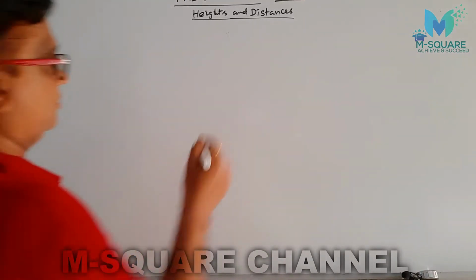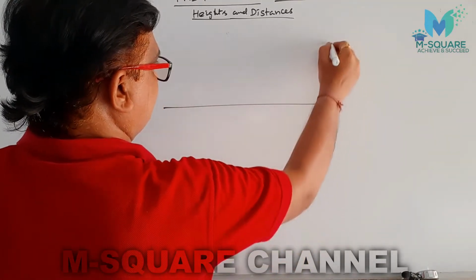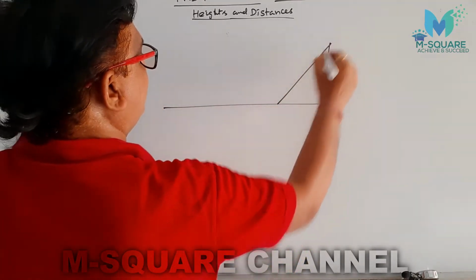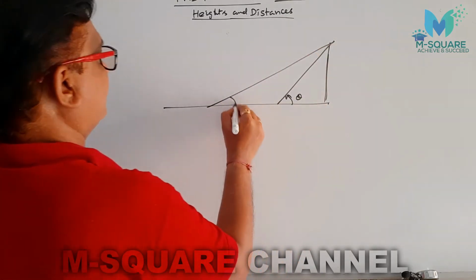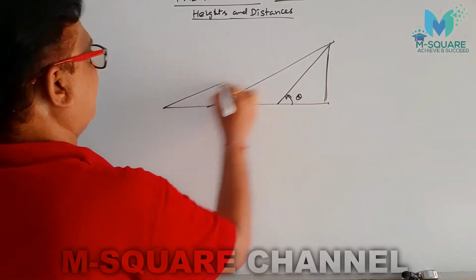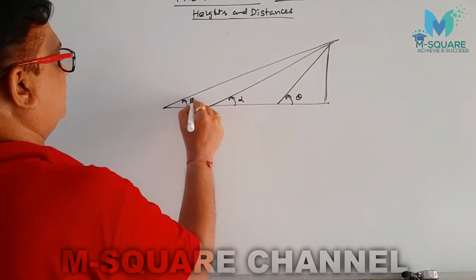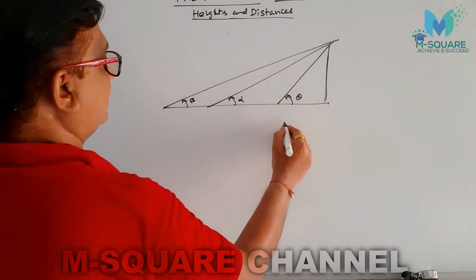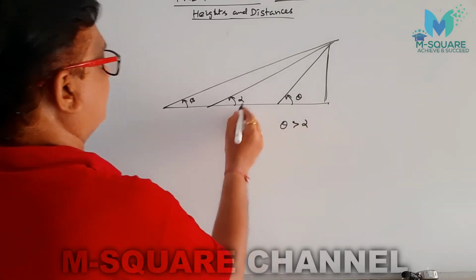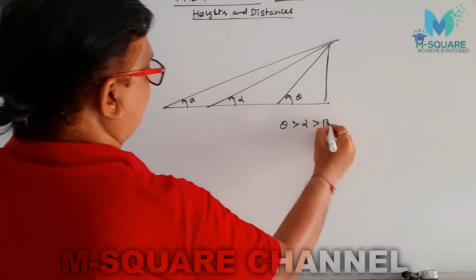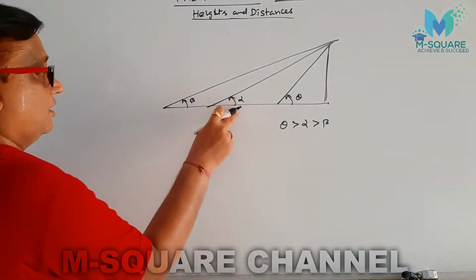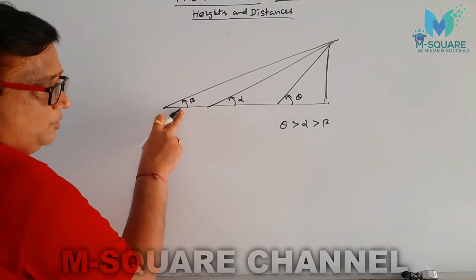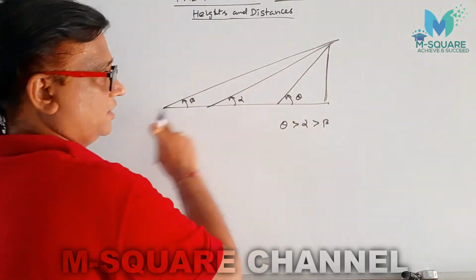For distance, suppose the object is like this. This is the object. While you are seeing from here, this angle is high. While you are seeing from here, this angle is alpha, and this angle is beta. So theta is greater than alpha and alpha is greater than beta. Theta is greater than alpha, alpha is greater than beta. So this is the smallest angle when it is a long distance.